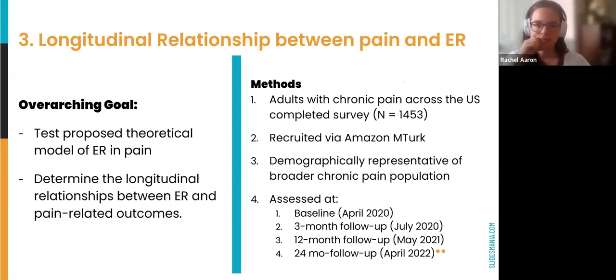So this study is comprised of adults with chronic pain across the United States. We recruited these people through Amazon MTurk, which is a database of hundreds of thousands of research participants. We worked with a third-party company who helped us identify and screen people with chronic pain out of this large database, and also worked with them to achieve a sample that was demographically representative of the broader chronic pain population. So we were able to oversample groups that were underrepresented in our study in order to get a sample that was racially, ethnically, and gender representative. So that part was important.